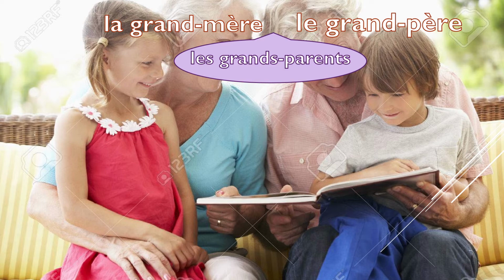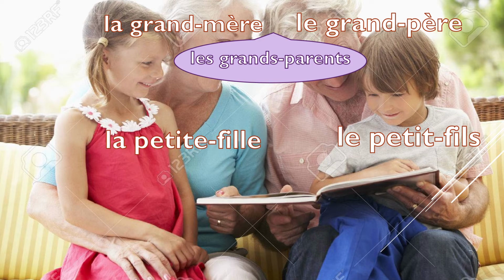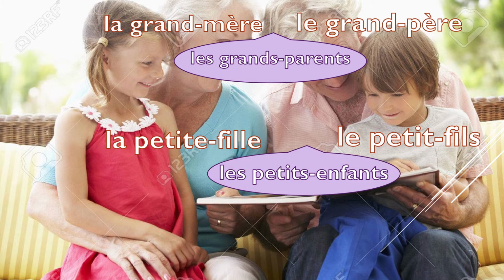In French it changes. From grand it becomes petit, from the old to the next generation. So the grandson is called le petit-fils. Le petit-fils is the grandson. The granddaughter would be la petite fille. Okay, la petite fille. Petit also gets an extra E because of the agreement of the adjective. Together they become the grandchildren, les petits-enfants. Les petits-enfants.